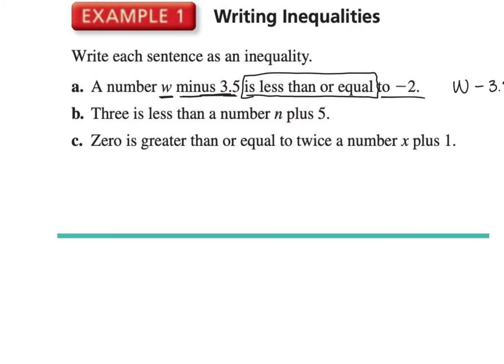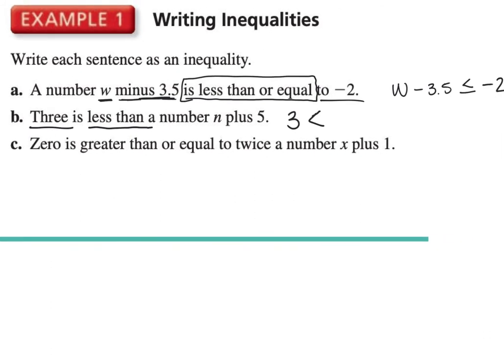3 is less than the number n plus 5. Okay? 3, so write down 3, is less than a number, okay? There's no equal to here. It only says less than. A number n, so n plus 5, plus 5. Simple.